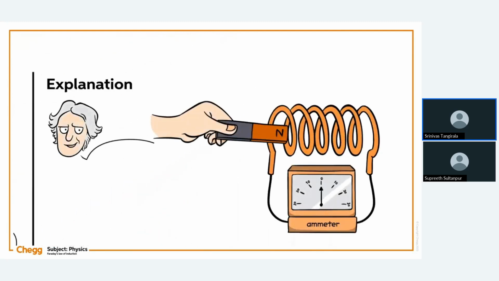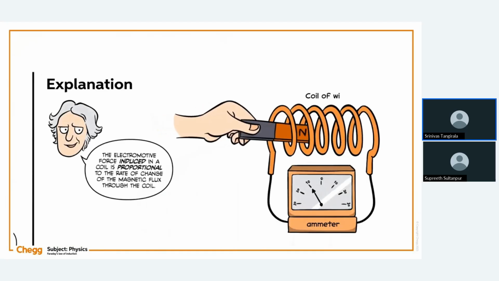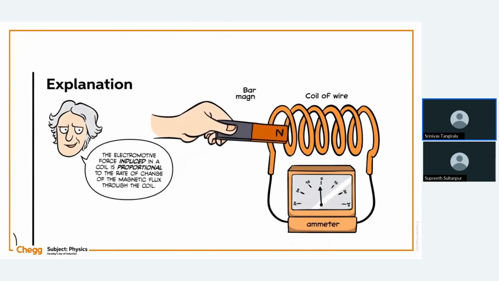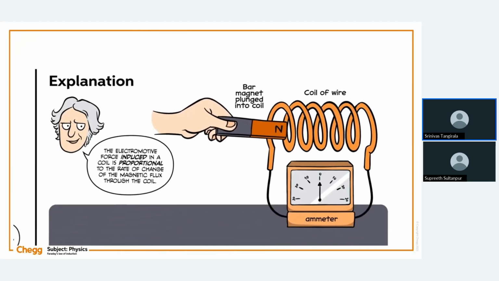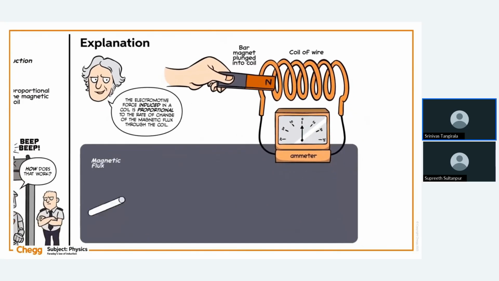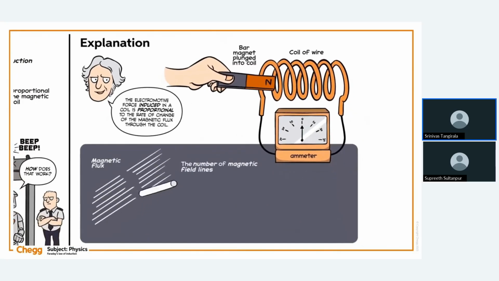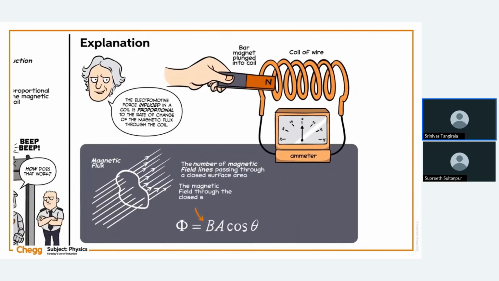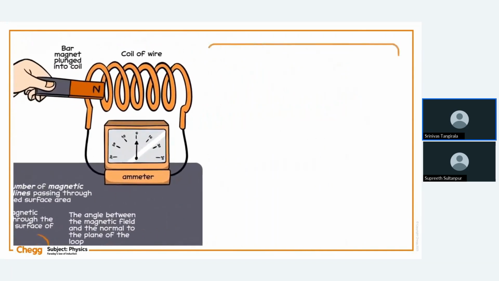Faraday's law of induction states that the EMF induced in a coil is proportional to the rate of change of the magnetic flux through the coil. Magnetic flux is the number of magnetic field lines passing through a closed surface area, and it is expressed as Φ = BA cos θ, here B is the magnetic field through the closed surface of area A, and theta is the angle between the magnetic field and the normal to the plane of the loop.